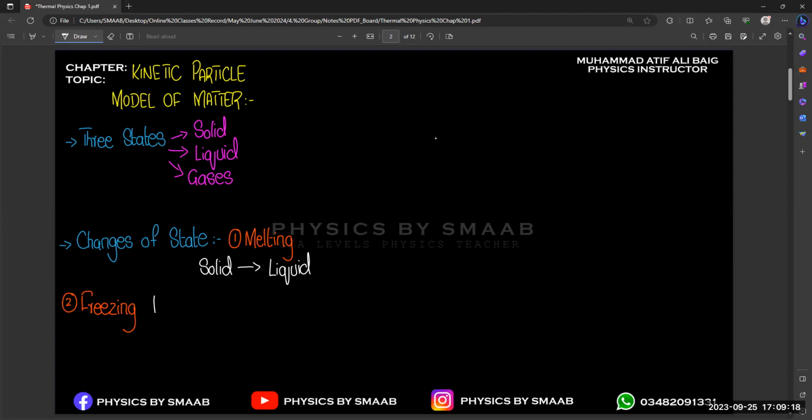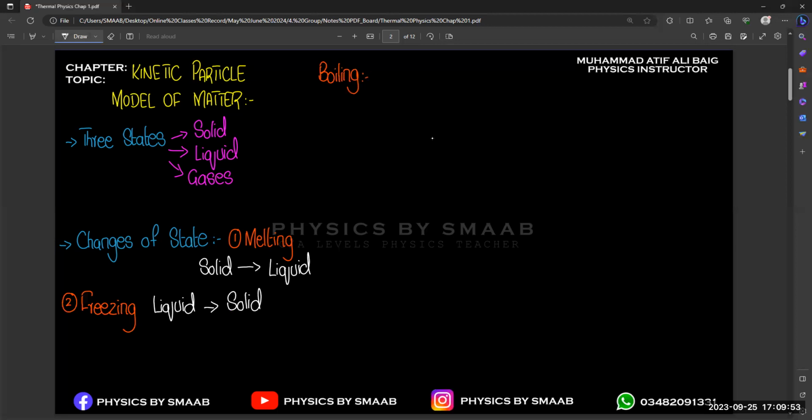So in freezing, liquid actually turns into solid. Further, if we talk about boiling and condensation process, so in boiling, what will be the change of state in boiling? Liquid to gas.